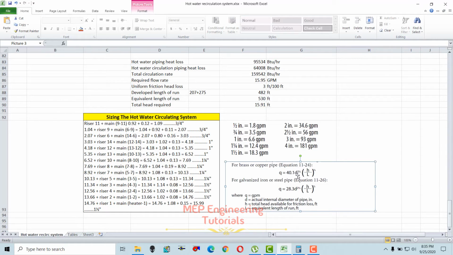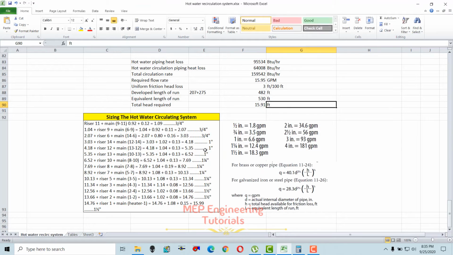Based on this, there is a formula developed here. If you change the GPM one by one, you will develop this: from this equation I got these values: half inch equals 1.8 GPM, 2 inch equals 34.6 GPM, and 4 inch equals 181 GPM. So now we are going to use these one by one to calculate the recirculation pipe sizes.